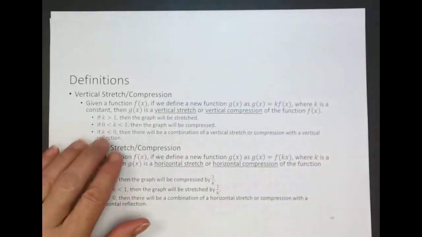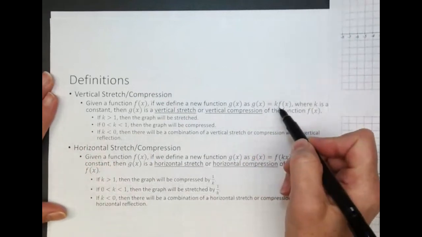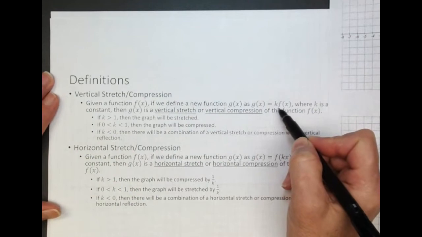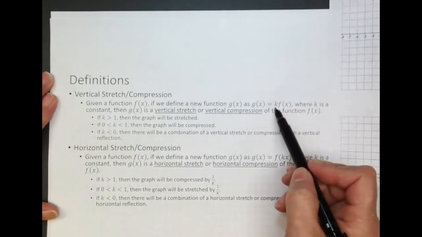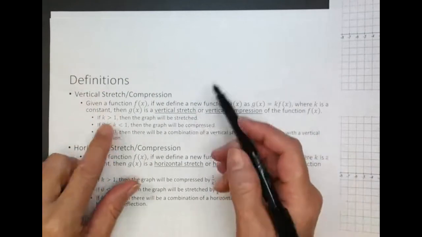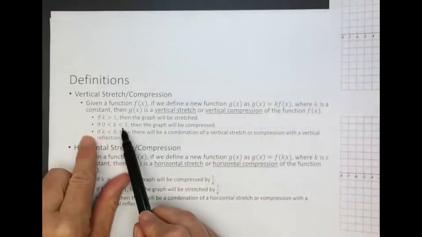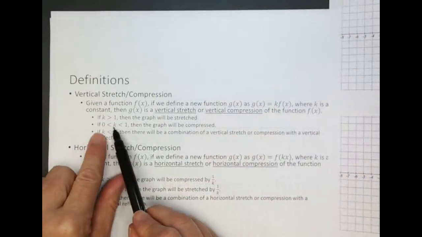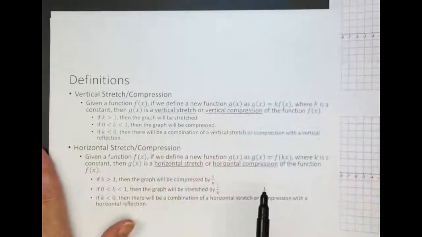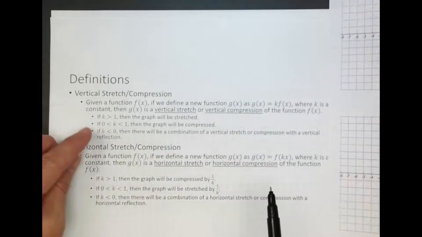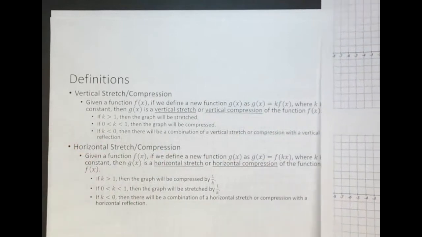Okay, how does that happen? Well, we've got to multiply our entire function, or multiply all the y coordinates on the graph, by some constant. If that constant is greater than 1, the graph is going to be stretched out. If that constant is between 0 and 1, that graph is going to be shrunk down. If it's negative, then there are two things going on: we've got a reflection with a stretch or compression.